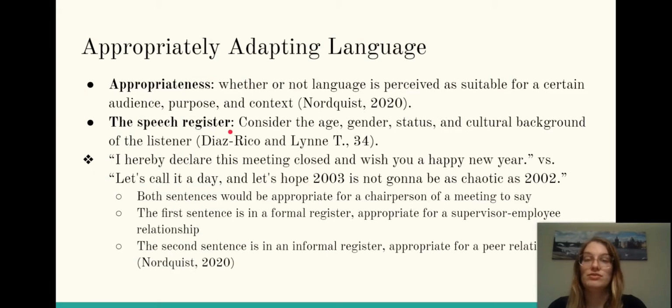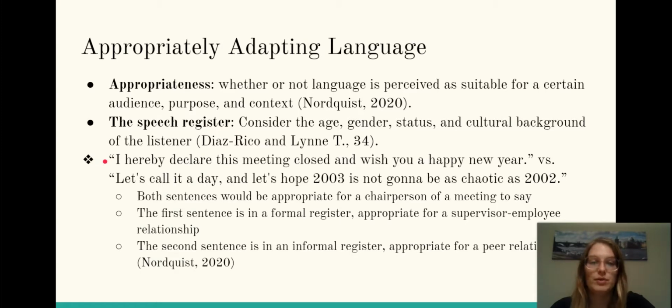Formal, you're very grammatically sound, formally grammatically sound. Your word choice is different. You wouldn't use slang in a formal speech register. In an informal speech register, you might be able to use slang, and you could use contractions and things, and that would be a formal speech register. So this is how you are speaking based on who you're speaking to.